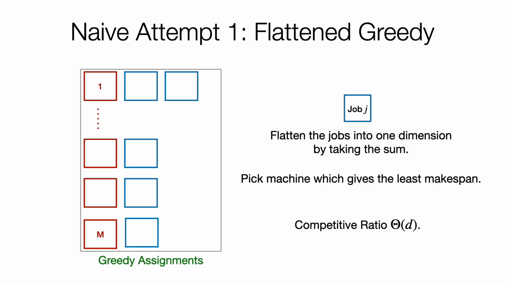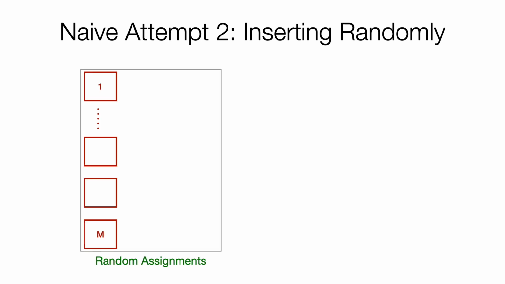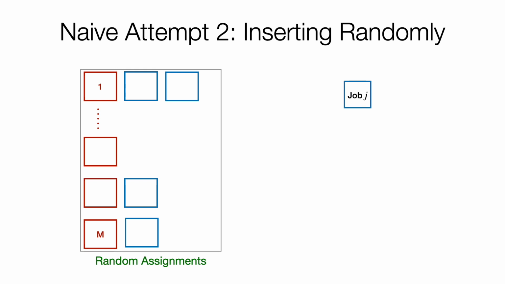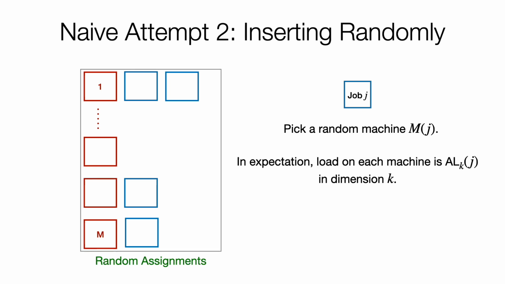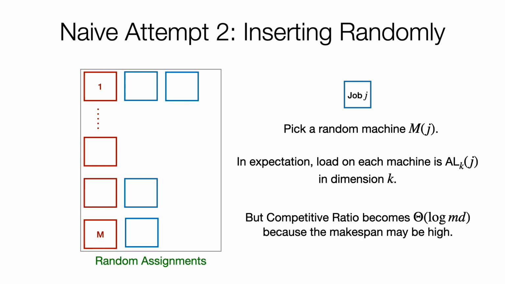This competitive ratio is not good for us, so let's try inserting jobs randomly. Again, we have these M machines, and there are already some jobs assigned to them. When we want to assign job J, we just pick a random machine M of J and assign job J to this machine. In expectation, the load on each machine is going to be ALK of J in dimension K. But the competitive ratio becomes log of M times D because the makespan may be high, and this is from the Chernoff bound. We're not going to prove this either.